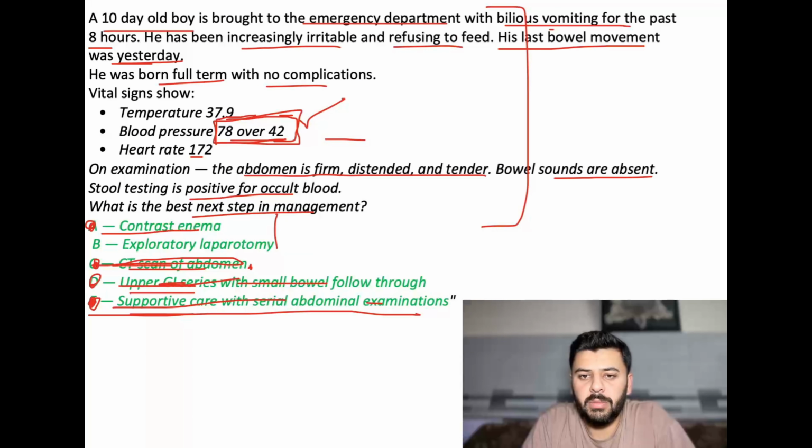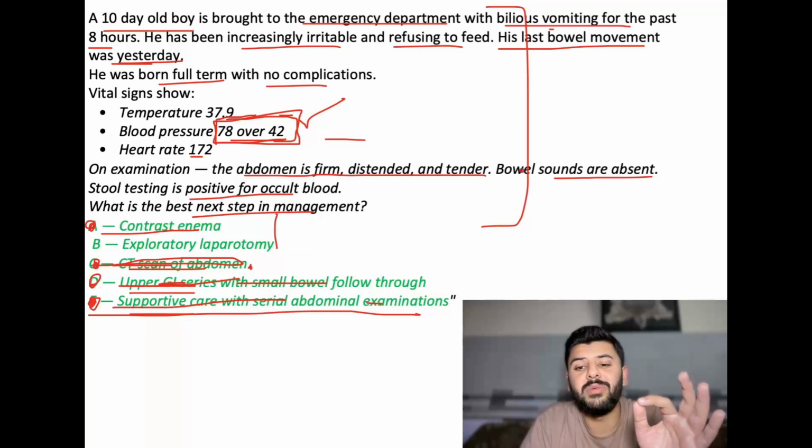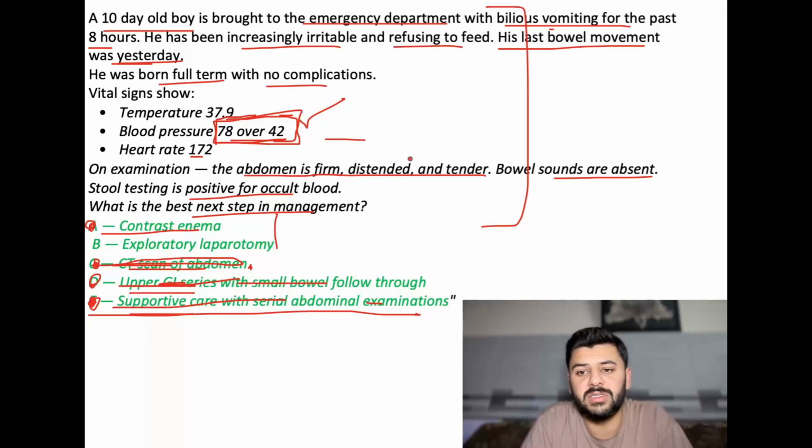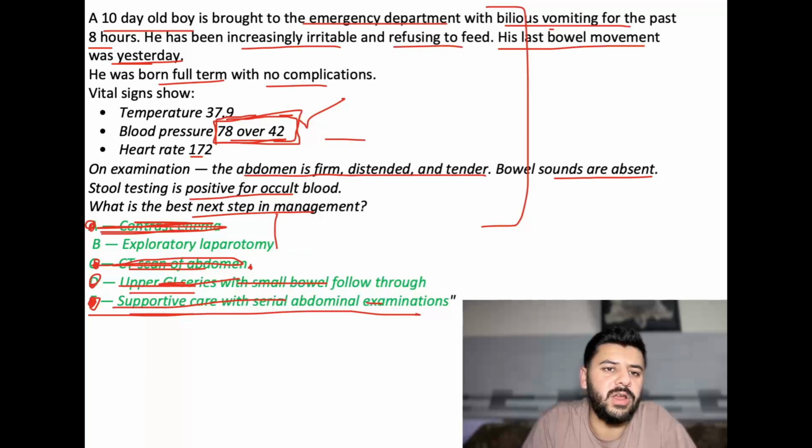But look at this baby, 10-day-old, in shock, acute abdomen. Buddies, contrast enema takes time to set up, time to perform, time to read. This baby doesn't have that much time. Every minute you spend setting up that enema, more bowel is dying. This option, gone. And whatever this diagnosis is, you don't even use contrast enema for that. It's not helpful. Which leaves us with only one option, and that is exploratory laparotomy.